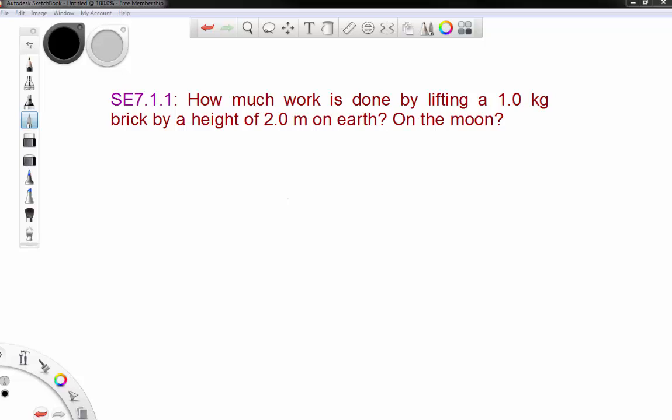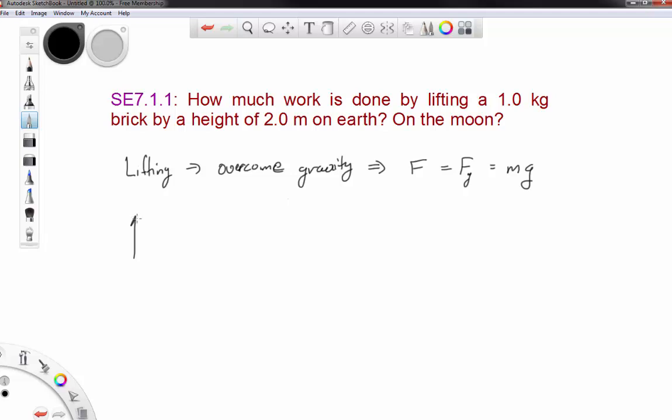Okay, so in order to lift a brick, lifting means basically overcoming gravity. And to do that, you basically have to apply the weight of the brick. So this means force is equal to Fg, which is the same as m times g. Okay, so that is how much force needs to be applied. If you're lifting, you're applying that force upward.